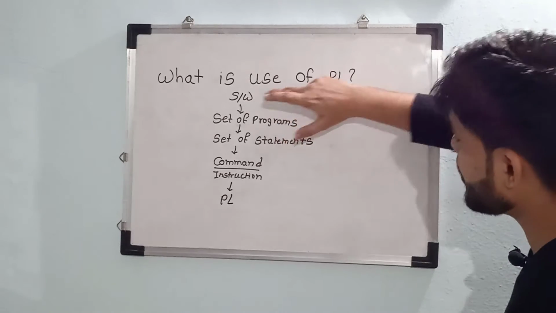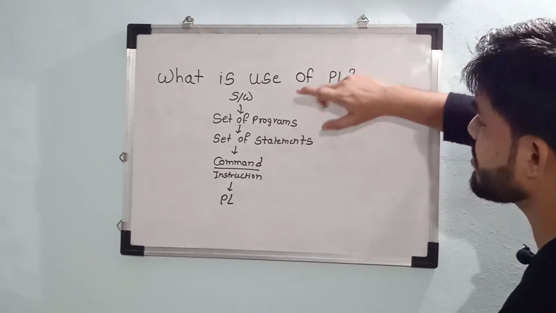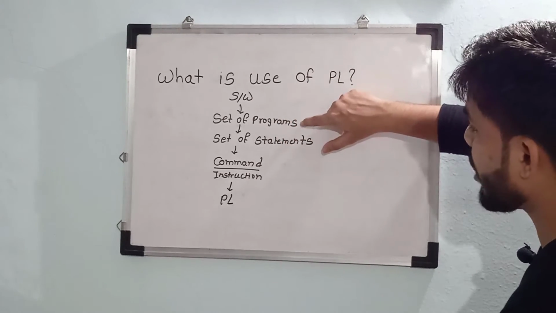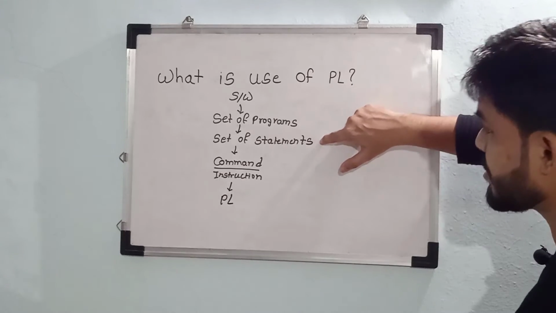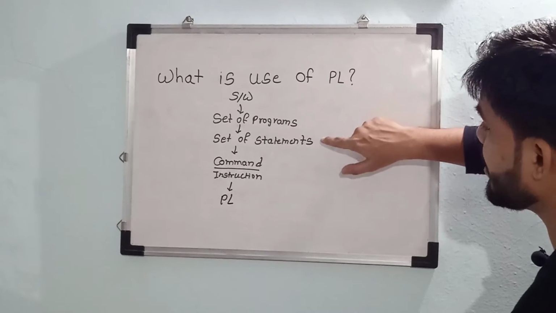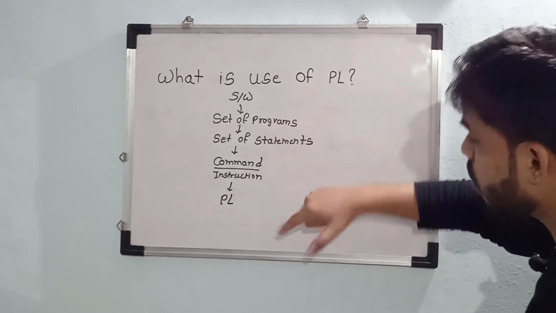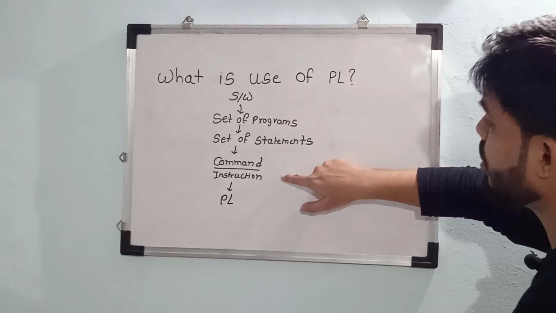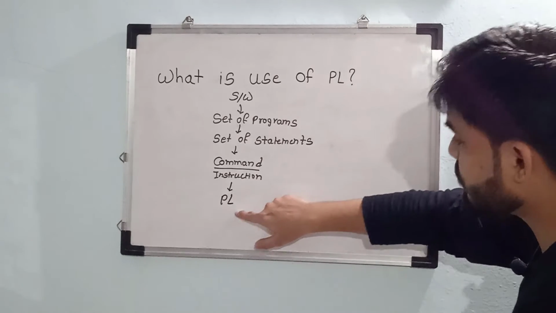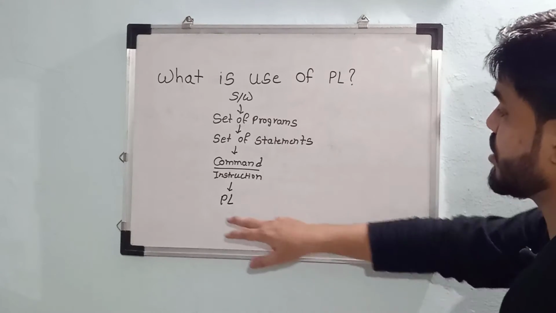Software is nothing but a set of programs, where a program is nothing but a set of statements. What is a statement? A statement is nothing but an instruction given to the computer. How can we give instruction to the computer? Through a programming language we can create instruction.